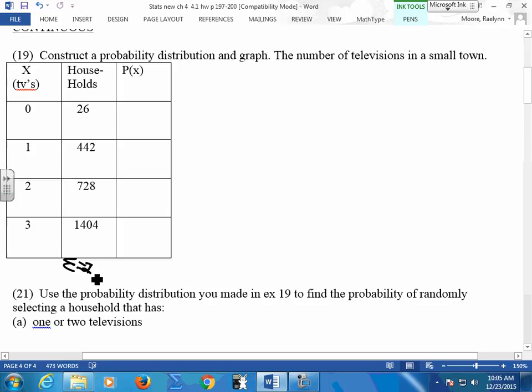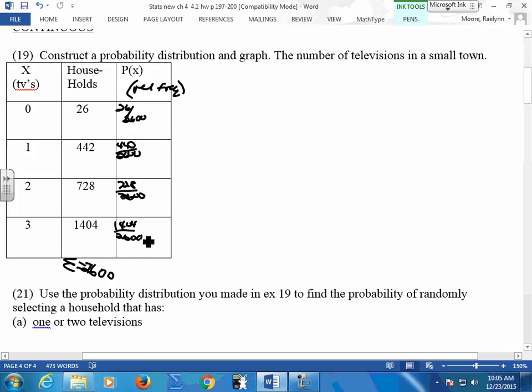What was the total of this? 2,600. I know it was a pretty big number. So all you're doing is this. Part over whole. 26 over this. 442 over this. This is the same as your relative frequency. Part over whole. 728 over 2,600. And give me 3 decimal places.